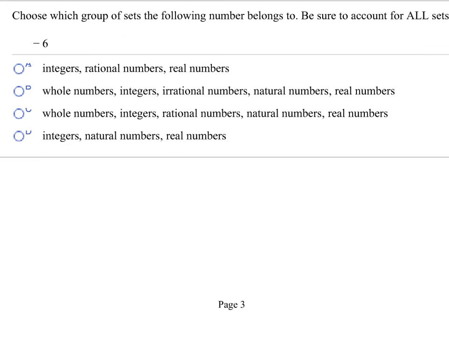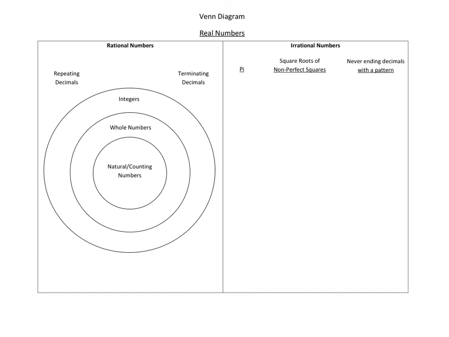So if we look at an example here, it says choose which group of sets the following number belongs to. Be sure to account for all sets. And they want us to choose where -6 belongs. So let's go to our Venn diagram and figure that out. Because -6 is a whole number, or a negative whole number, that means it belongs here in the integer circle. So I know that -6 is an integer.